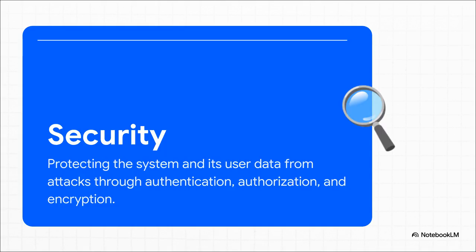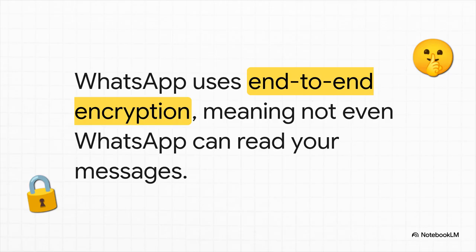And finally, the pillar that really holds up all our trust, security. This is all about protecting the system and your data from bad actors. It means proving who you are, controlling what you're allowed to see and do, and scrambling your data so that even if someone steals it, it's just gibberish. And, once again, WhatsApp is a gold standard example here. They use what's called end-to-end encryption. That means your message gets locked the second you send it, and it can only be unlocked by the person you sent it to. Not even WhatsApp can read what you're saying.